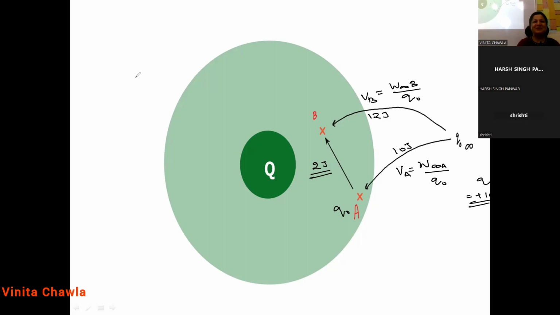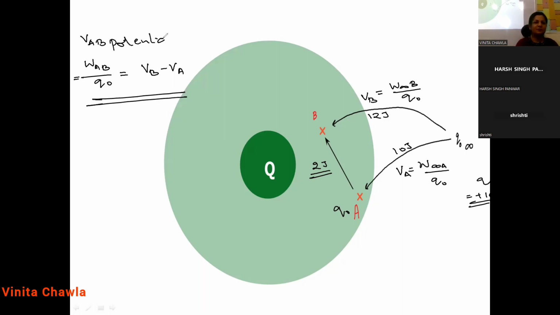Okay, so we can find work. See, work done in moving the charge from A to B. Okay, this is the potential difference, and this is VB minus VA. We call this potential difference. Please write this in your notebook.